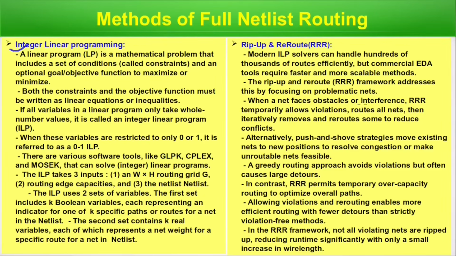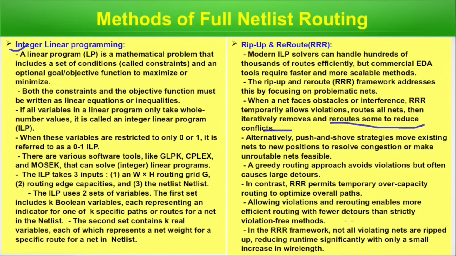When a net faces an obstacle or interference, RRR temporarily allows violations, routes all nets, then iteratively removes and reroutes some to reduce conflicts. Alternatively, push and shove strategies move existing nets to new positions to resolve congestion or make unroutable nets feasible. A greedy routing approach avoids violations but often causes large detours. In contrast, RRR permits temporary overcapacity routing to optimize overall paths. Allowing violations and rerouting enables more efficient routing with fewer detours than strictly violation-free methods.